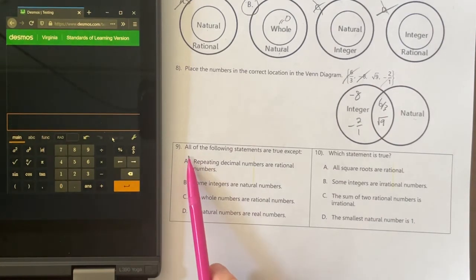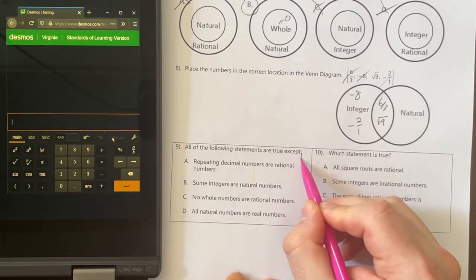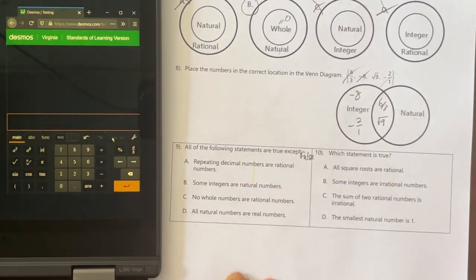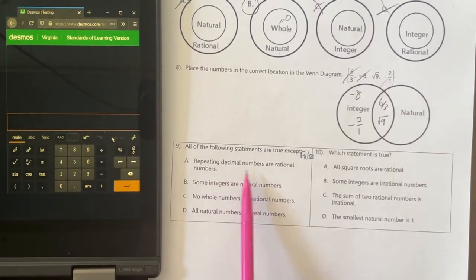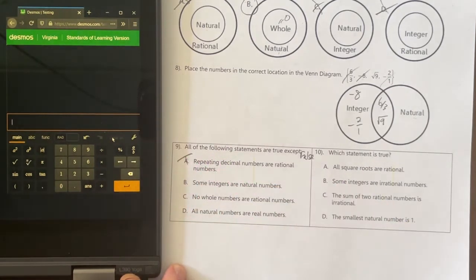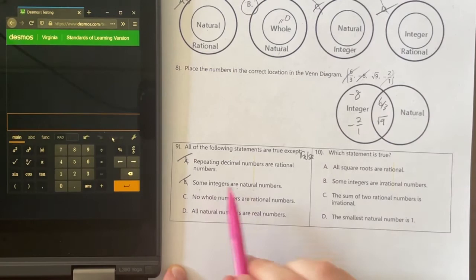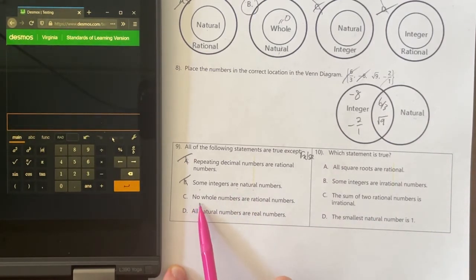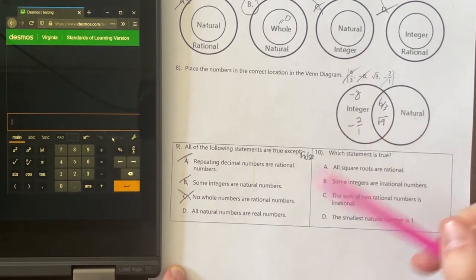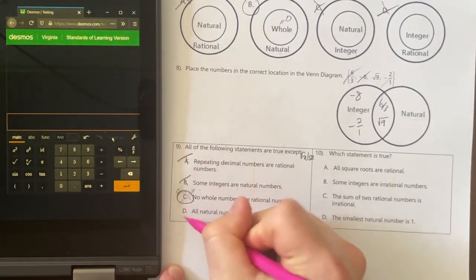For the last one, it says all the following statements are true except, so we're looking for one false. So look for a false statement. It says repeating decimal numbers are rational numbers. Yes, that is true. Some integers are natural numbers. Sure, that's true. We could say, 3 is a natural number, which is also an integer. For number C, it says no whole numbers are rational numbers. That's definitely false. We know that those are contained underneath of it, so we know that is false. So we're going to circle that one because that's the one we are looking for.